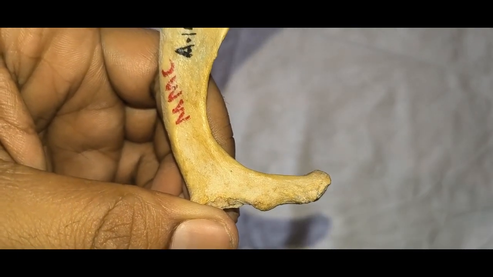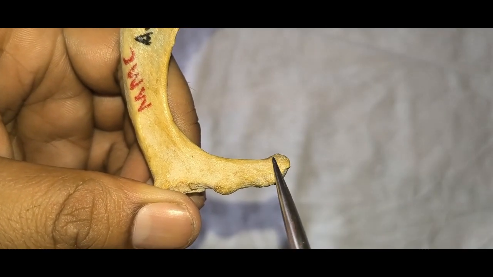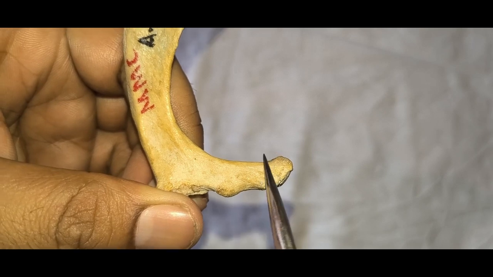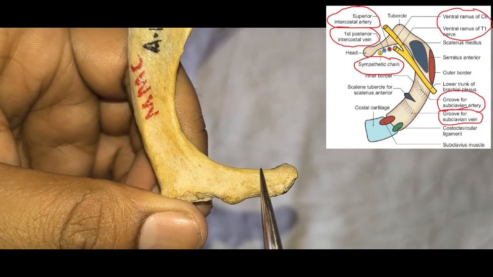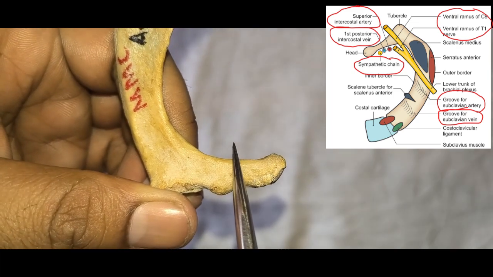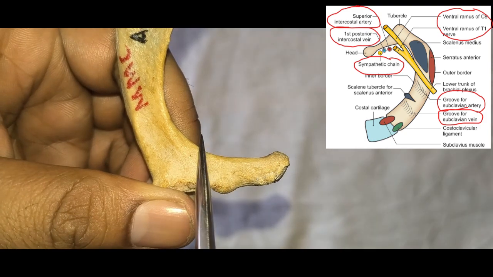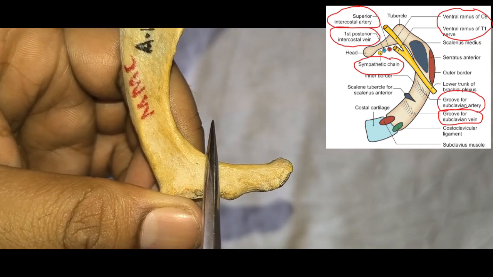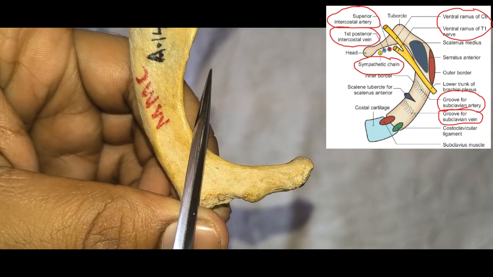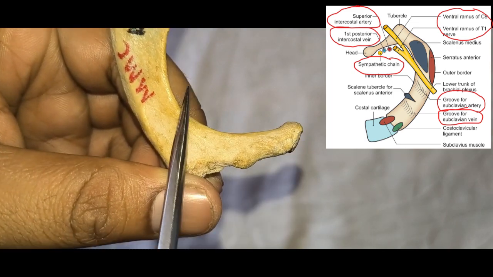There are four structures which are associated with the neck. If we go from medial to lateral, sympathetic chain, the first posterior intercostal vein, superior intercostal artery, and here we have the ramus of the first thoracic nerve.